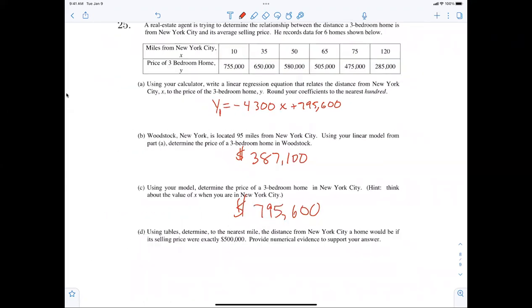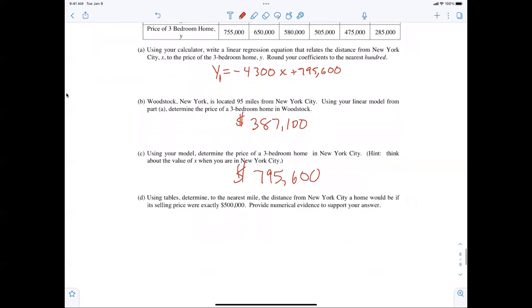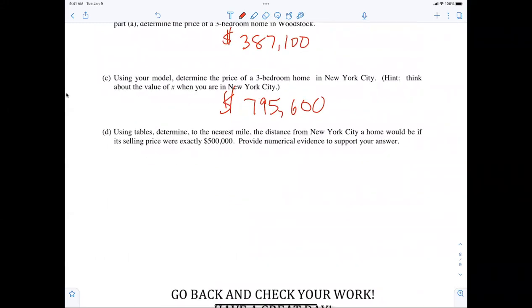And now, we want to know when it's 500,000. So where should 500,000 go under? Yes, 500,000 goes under Y2. All right. And then you just want to calculate where those intersect. Where do they intersect at? 68.74. Right, so we say about 68 miles, or 69 miles, whatever. 68 or 69.